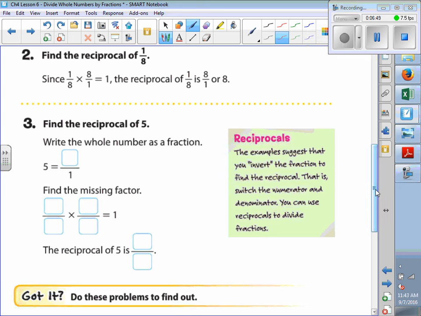Well, again, 5 is a whole number. How do I make it into a fraction? Put it over 1. So 5 over 1 is my fraction. The reciprocal of 5 then is 1/5. So, I'm going to say 1/5 is the reciprocal.